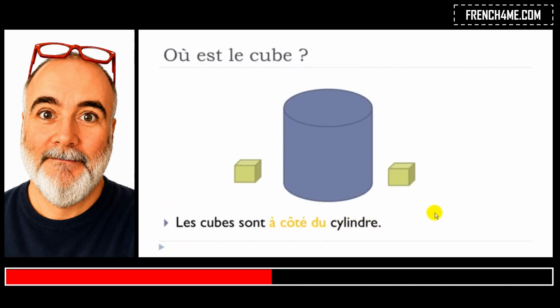Alright? So here, I've been putting the plural form because we've got two here. Les cubes sont à côté du cylindre. So next to, okay? Les cubes sont à côté du cylindre.